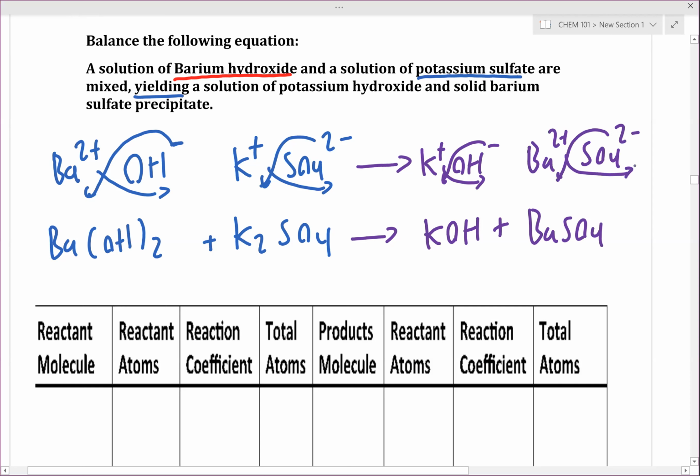We cross our charges, and remember, the ratio of ions should be the simplest possible. So instead of 2 to 2, it should be 1 to 1. Does that make sense? Okay. So now we have our count. Would we want to use the table in this situation, or would everyone just want to balance it the fast way? Yeah, let's balance it using our ionic shortcut.